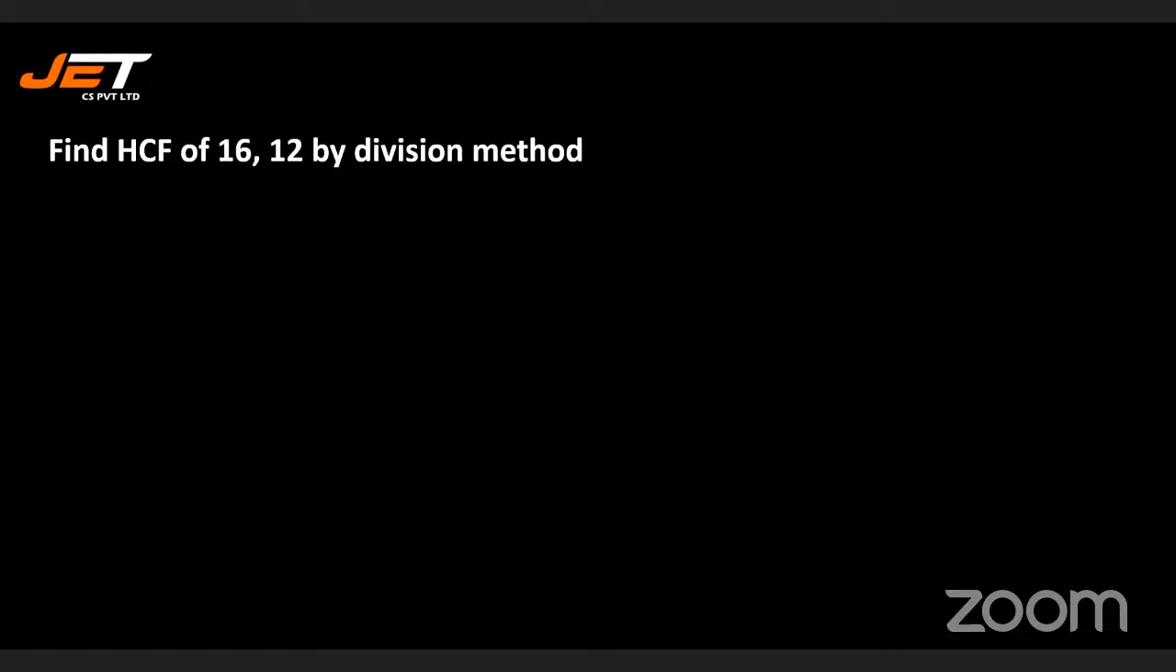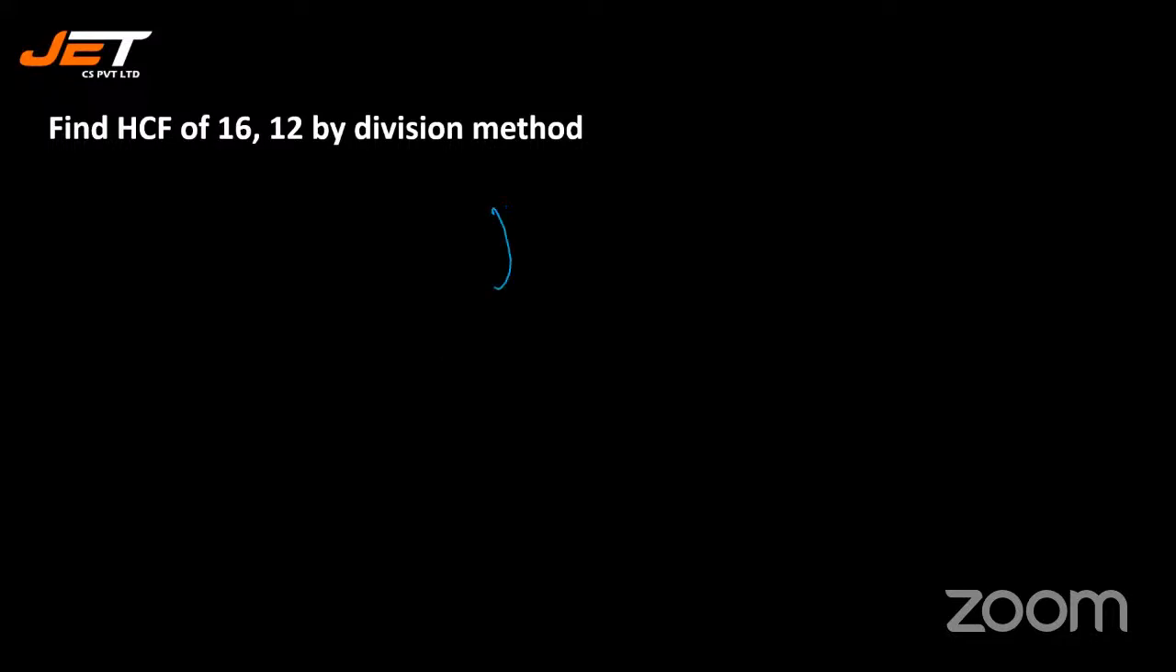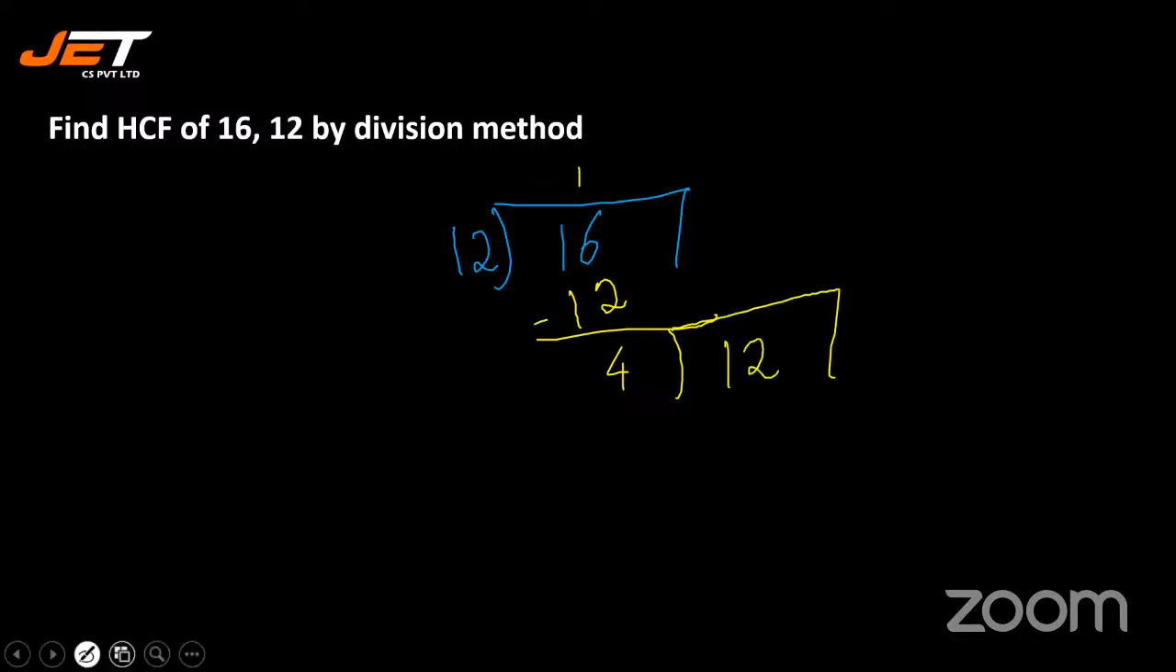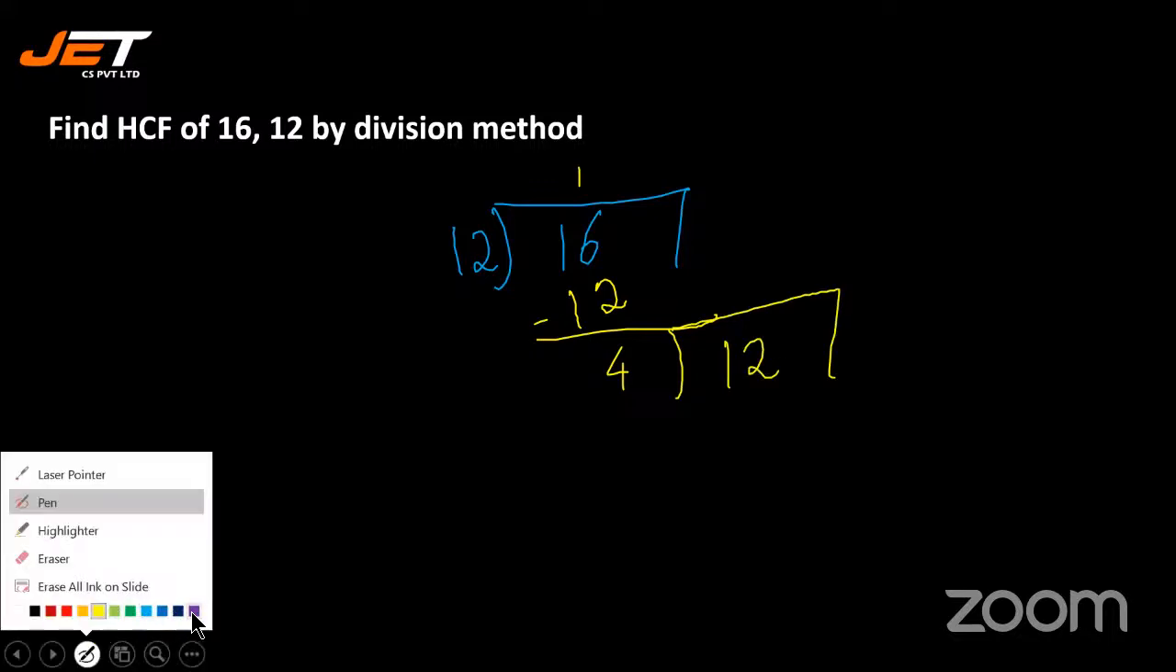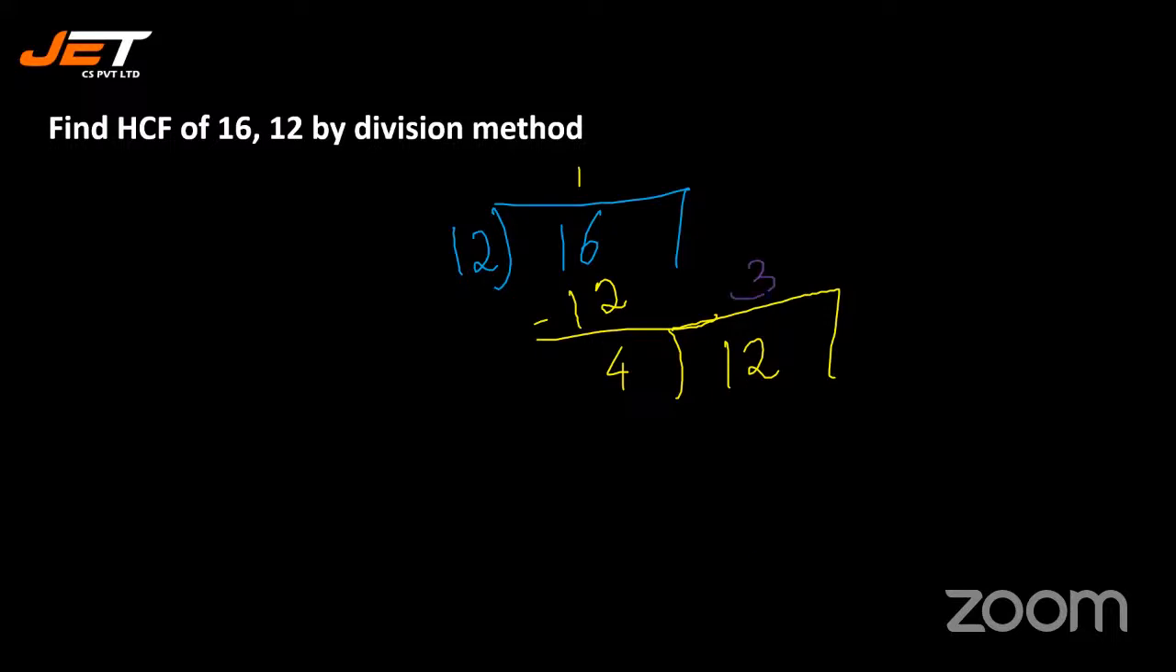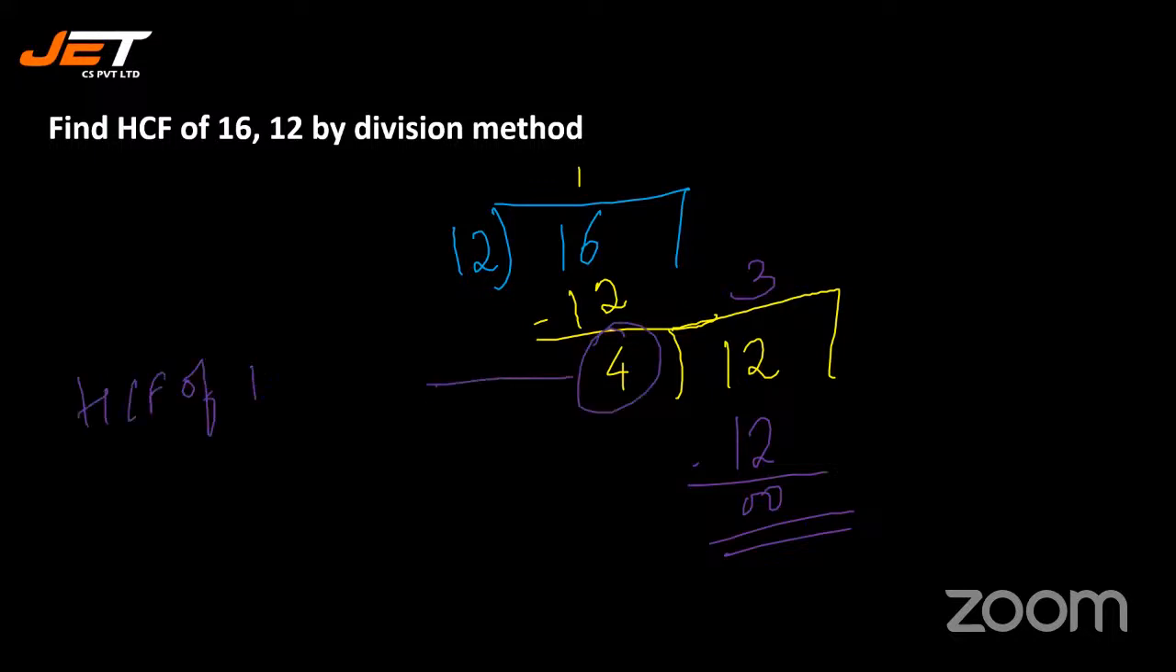All right, so I hope it's done. So 16 is greater than 12. So 16 will be the dividend, 12 will be the divisor, right? 12 times 1 is 12. 4 being the remainder will become the divisor and 12 being the dividend. Over here, 4 times 3 is 12 and I got the last divisor as 4. So I can say that the HCF of 16 and 12 is 4. Right?